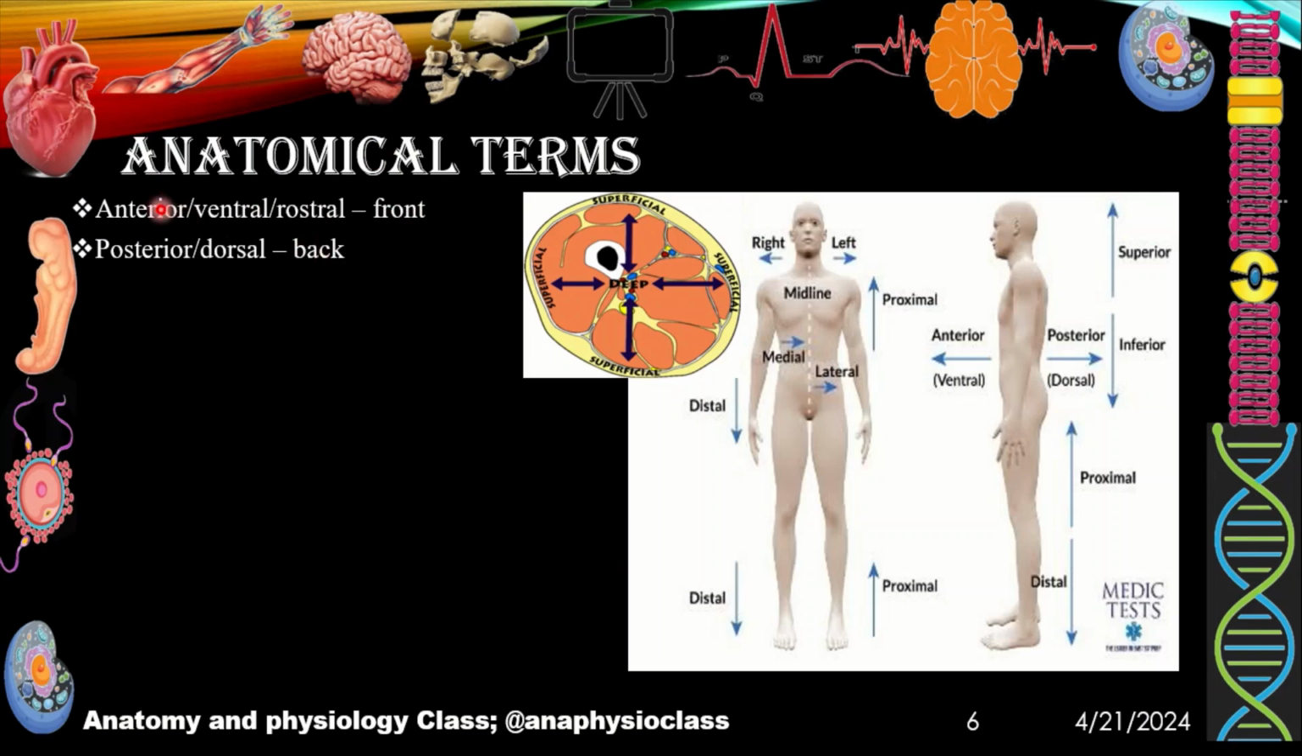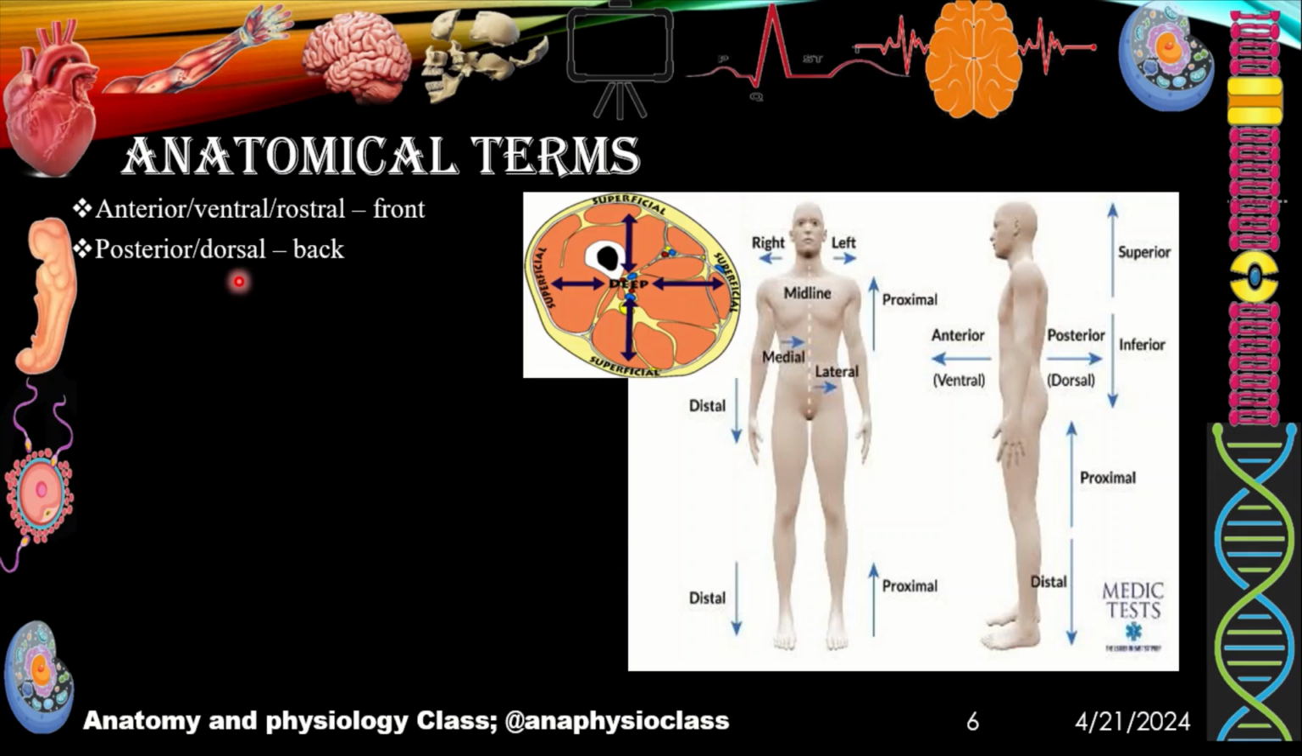So firstly, we are having anterior, ventral or rostral. When we say anterior, ventral or rostral, it means front. For example, we can say the face is located in the anterior part of the body, which means the face is in the frontal part of the body. We can also say the heart is anterior to the backbone, which means the heart is in front of the backbone. Then posterior, which is the opposite of anterior.